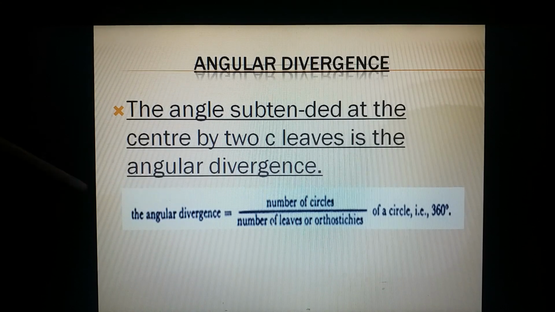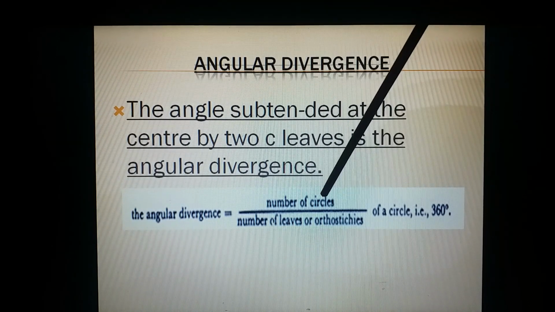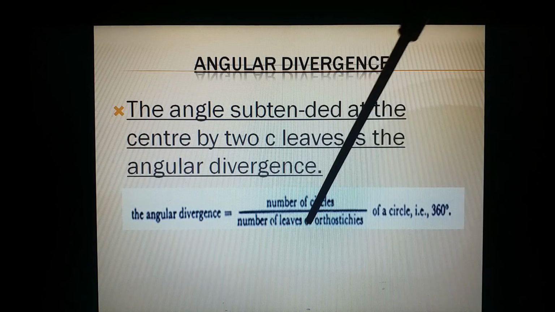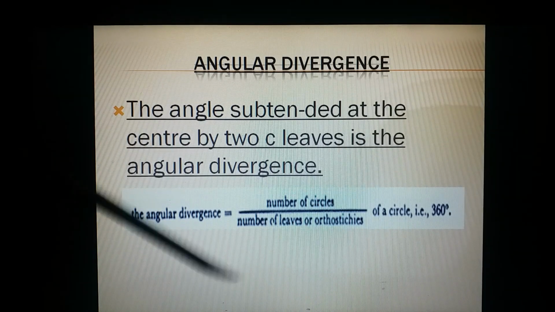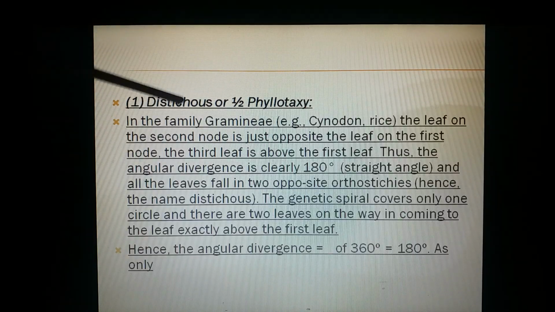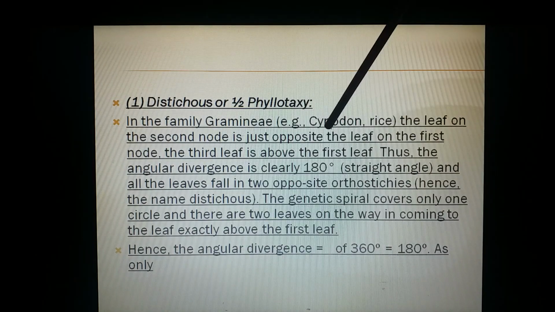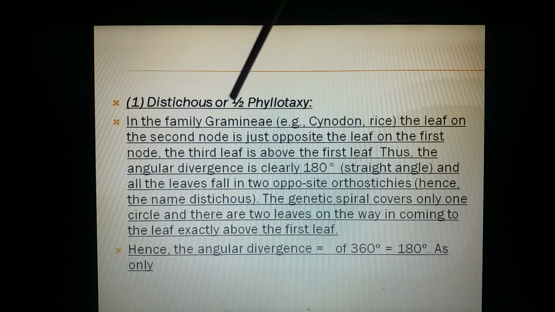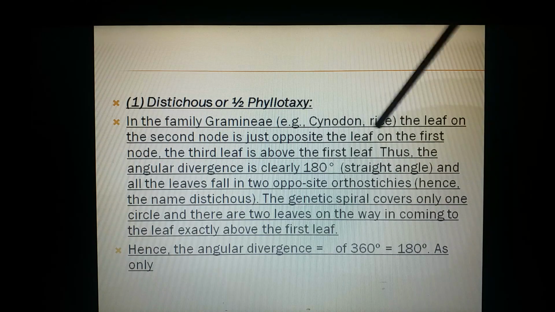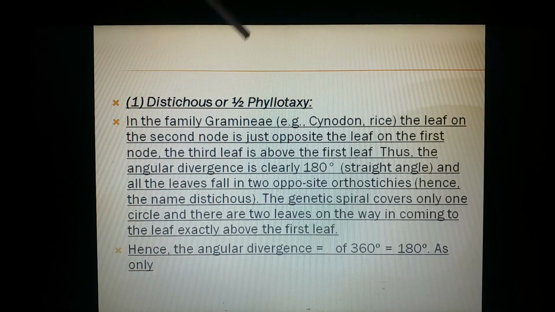The angle of divergence can be measured by the number of spirals divided by the number of leaves covered in the rows, into 360. Here we are going to see the distichous condition. Leaves are arranged in 2 vertical rows, so as to cover the 2 vertical rows we take only one spiral. Hence it is called 1/2 phyllotaxy, and the angle of divergence is 180. The examples for that are Cynodon and rice.